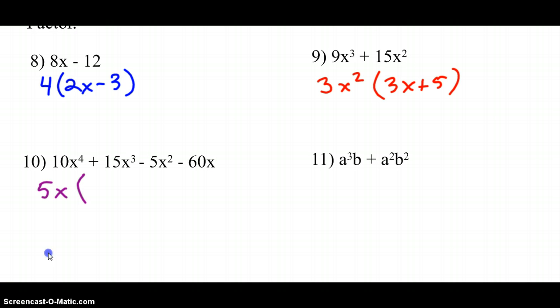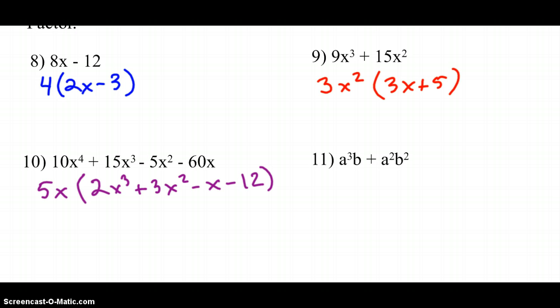All right, let's go ahead and figure out what would go in our parentheses here. 5x times what would equal 10x to the fourth is the question we're asking. Well, 5 times 2 is 10, and x times x to the third is x to the fourth. 5x times what would be 15x cubed? And in that case, it's a 3 and an x to the second. 5x times what would give me negative 5x squared? That's minus, well, 5 times 1 is 5. X times x is x squared. And then the last one, 5x times what equals negative 60x, and it's negative 12.